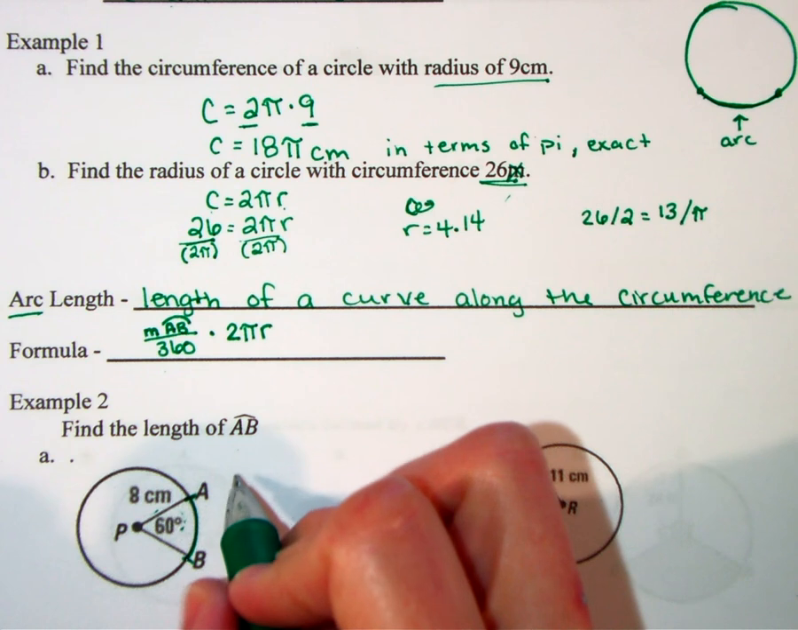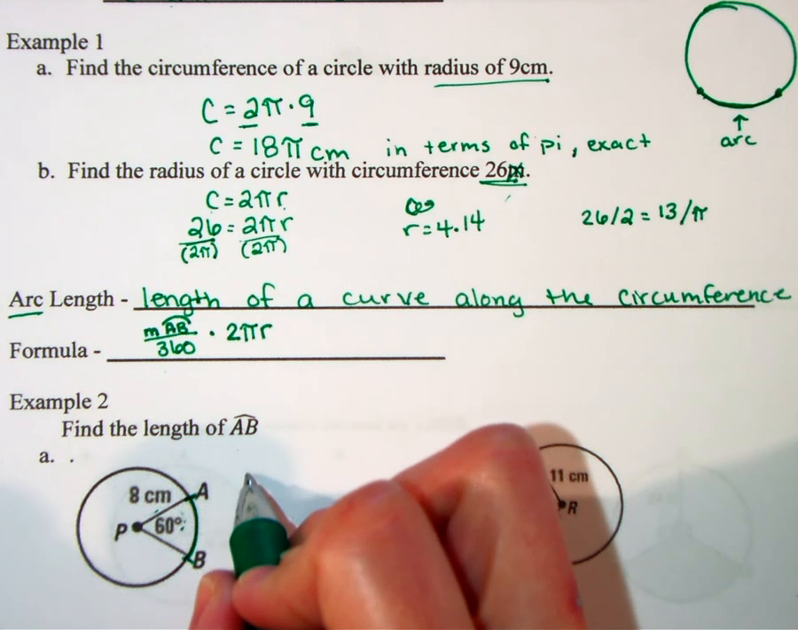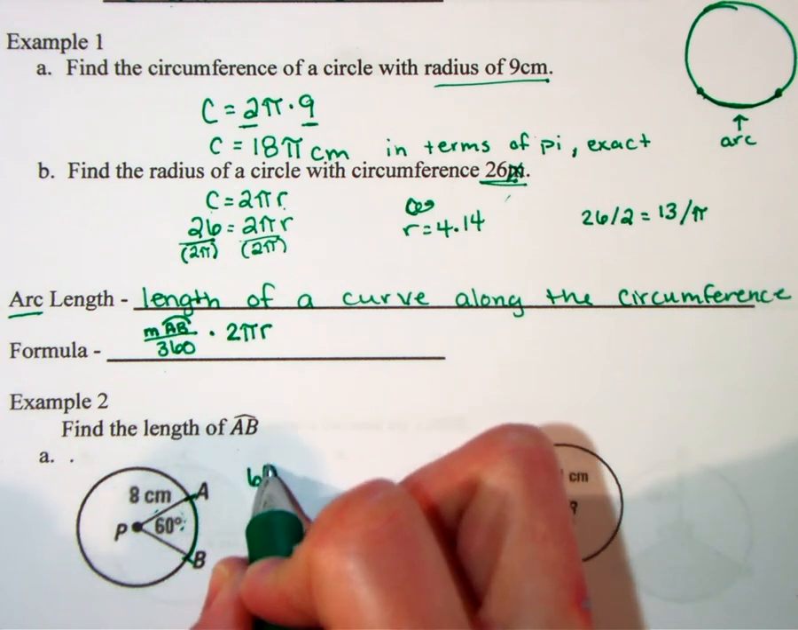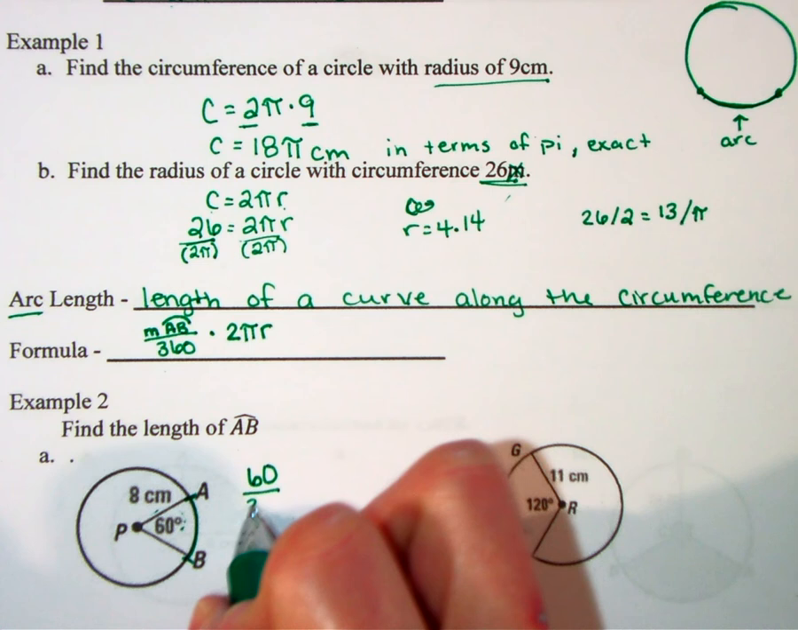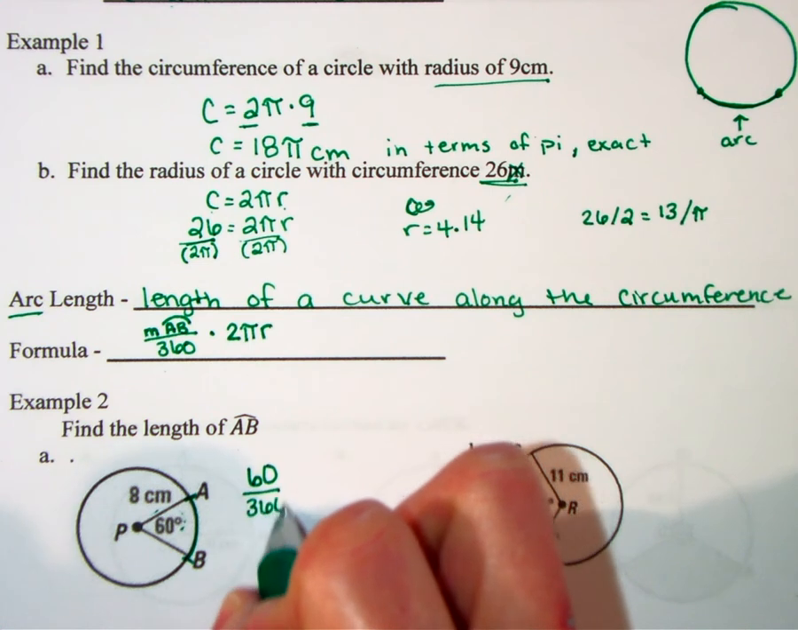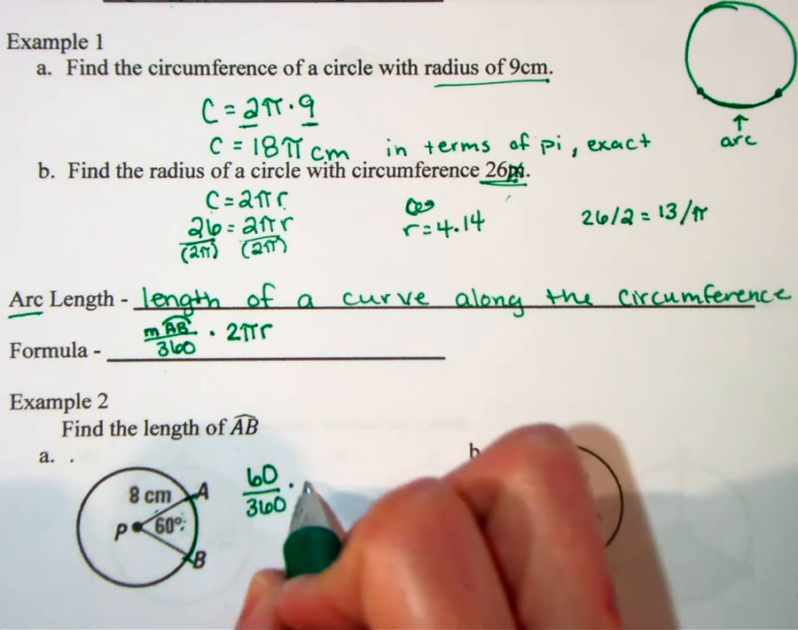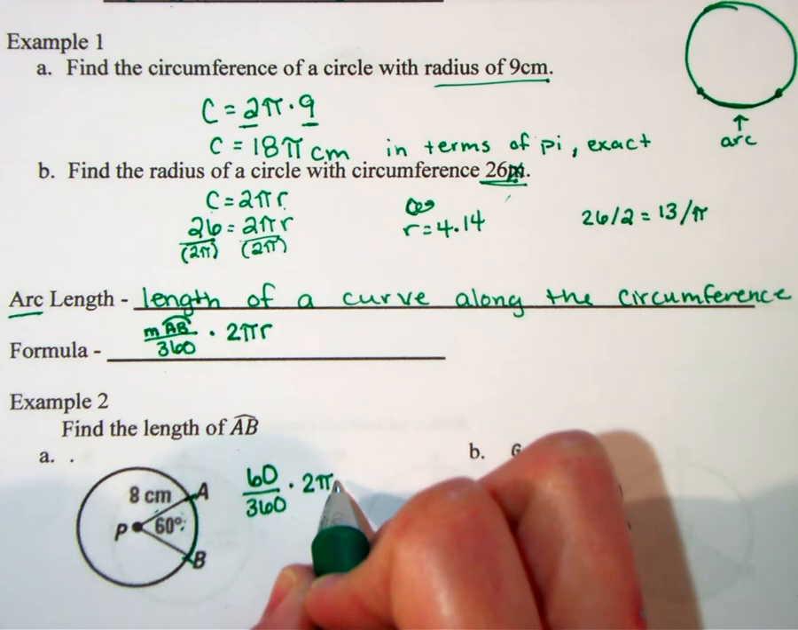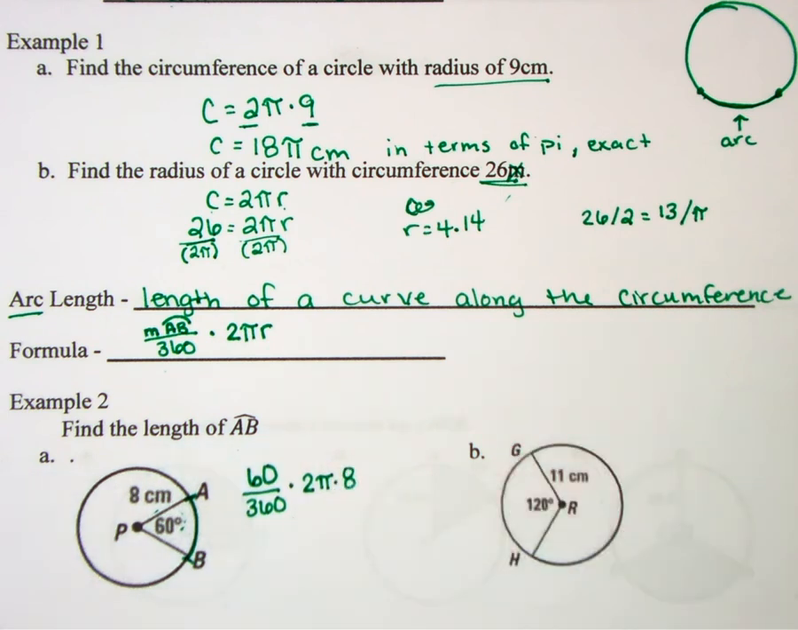So to find the arc length, I'm going to take the measure of the arc, not the length, the measure, that's the degrees. And I'm going to multiply that by 2 pi times 8. Okay, so this is the circumference, but I don't want the whole circumference. I only want this much of it. I only want this fraction of the circumference. Okay, so now we go ahead and we multiply this out.